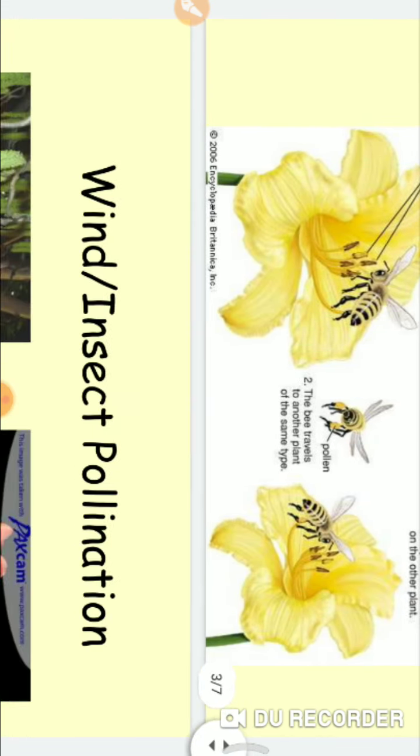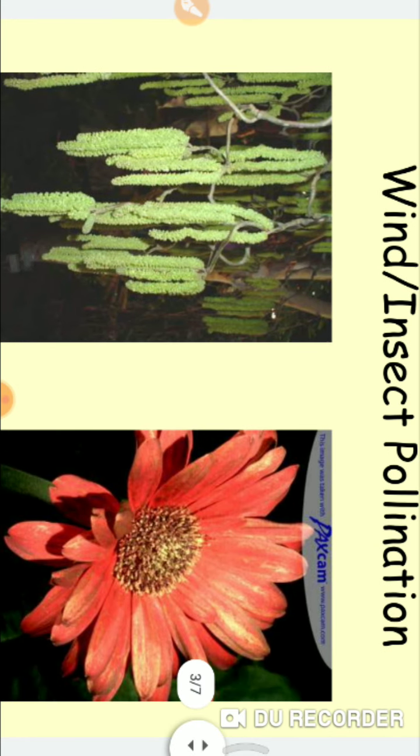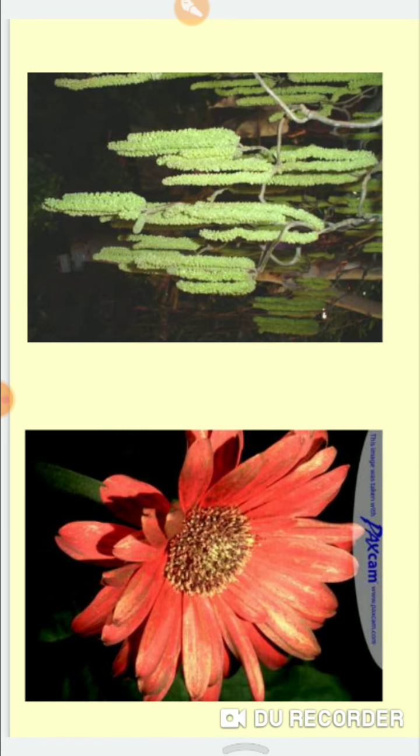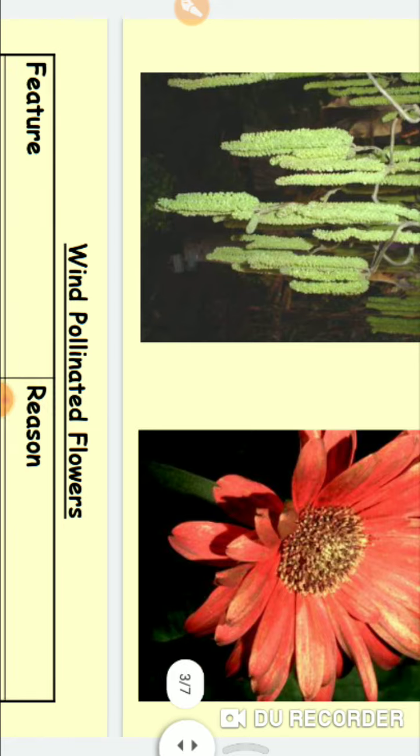Now the pollinators are divided into two types. As you know, pollen grains are non-motile in nature, so there are two types of pollinating agents: biotic agents and abiotic agents. Biotic agents are the living ones, for example bees, bats, insects. Abiotic agents are the abiotic factors, for example water or wind.